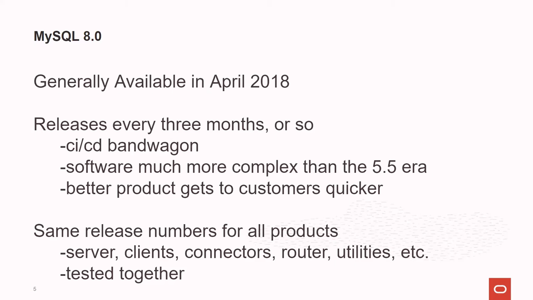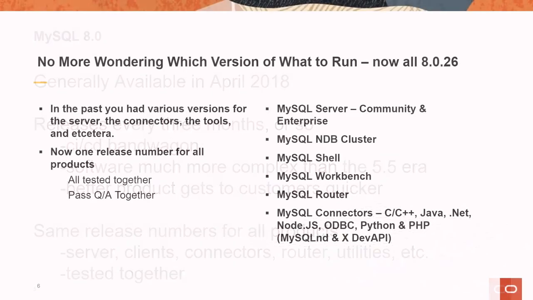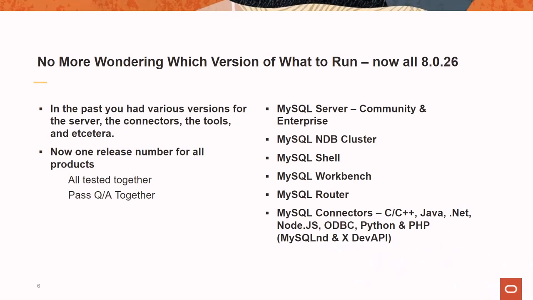By the way, if you have questions about what version of MySQL to run, make sure you download the same version for your server, your clients, your connectors, the routers, utilities, etc. Because we do run them through an extensive QA process together, so we know they work together. So right now, our current release is 8.0.26. So if you're going to download MySQL, both the Community and Enterprise Server are 8.0.26, as well as our NDB cluster.